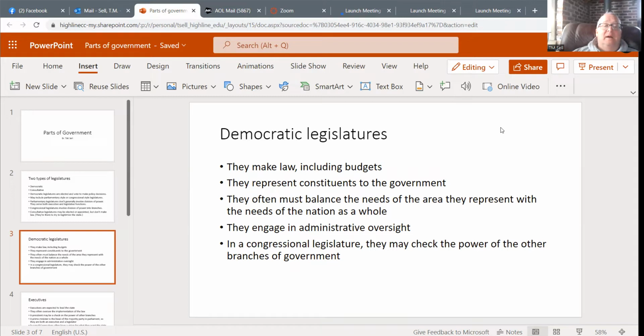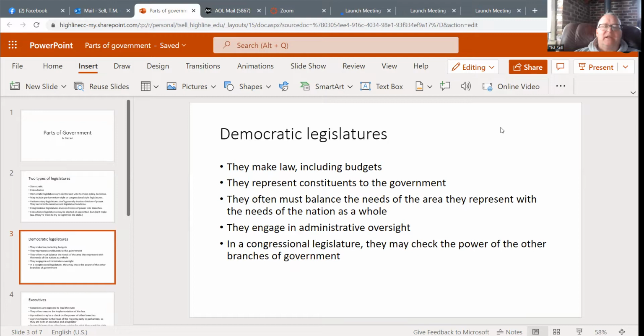Too bad. They engage in administrative oversight. And what that means is they look at the operating arm of government and see if the laws that they passed are working. And there's a lot of give and take there. So legislatures tend to be divided up into committees, and there's different ways that they do that. And the committees allow specialization. And so the committee has a hearing, agency officials show up and they say, this is working, this is not working, here's what we need.